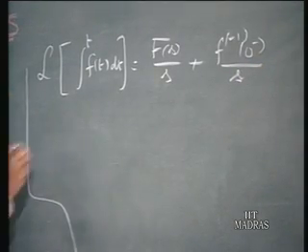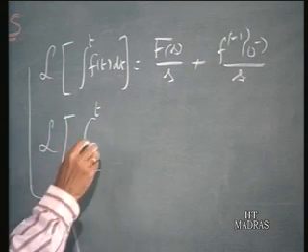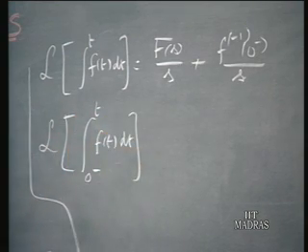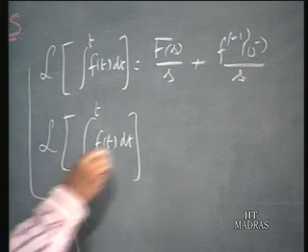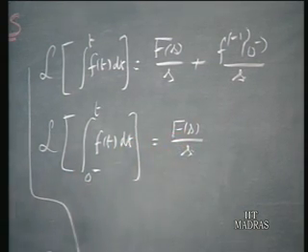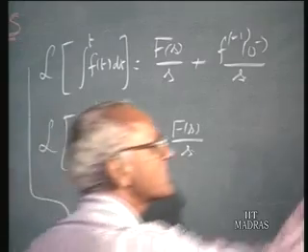On the other hand, if you want to take the Laplace transform of the definite integral from 0 minus to t of f of t dt, that means the initial value of the integral is ignored, then this is simply F of s over s. These are the two important results relating to integration, and we can make use of this.